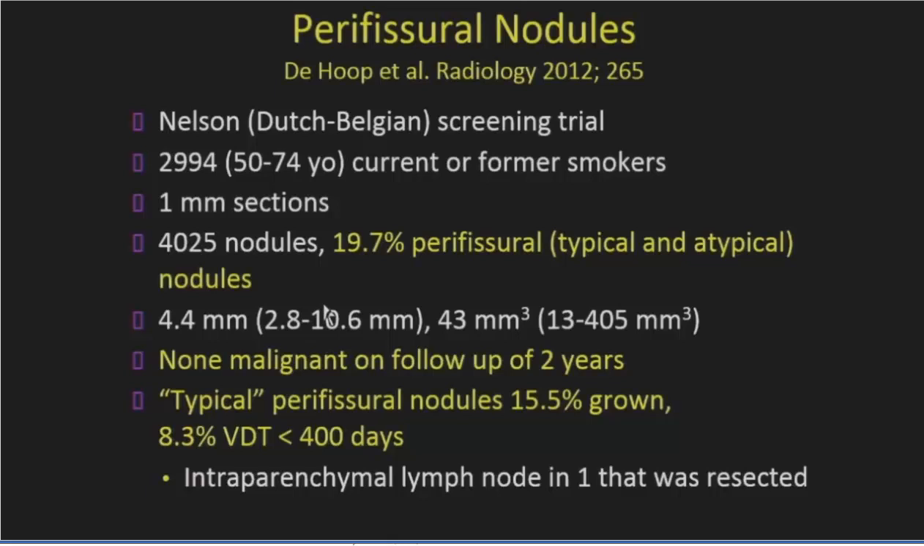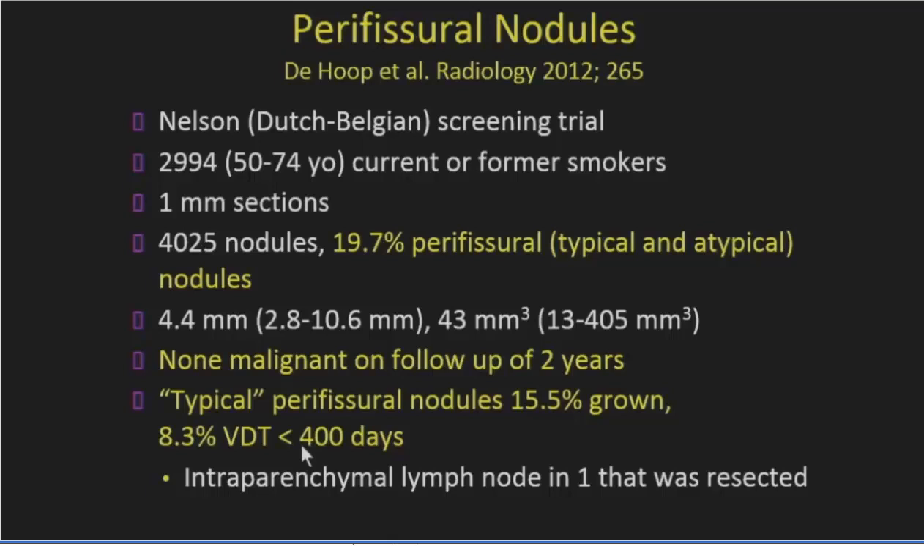So now what about nodule location? Well, perifissural nodules, I think we've all heard recently, particularly in the screening trials, have been associated with benign lesions. And we'll go into more detail about what a perifissural nodule is. The NELSON screening trial had a good amount of perifissural nodules, and they showed upon follow-up that none of these were malignant. And these perifissural nodules even demonstrated some growth.